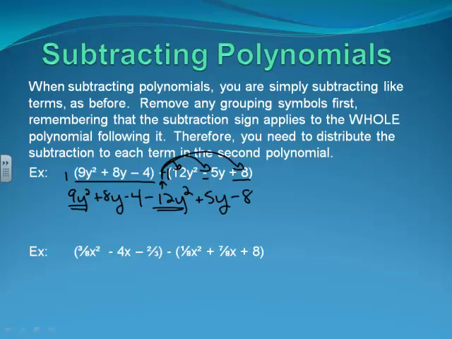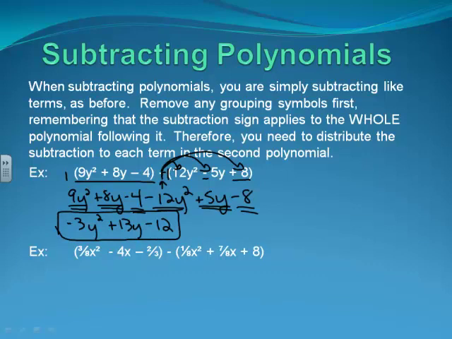So you've got 9y squared minus 12y squared. 9 minus 12 is negative 3y squared. You've got plus 8y and plus 5y. 8 plus 5 is positive 13y. And you've got minus 4 and minus 8, which gives you minus 12. Those are all unlike terms, and since you're adding and subtracting, you need like terms, so that's as far as you can go.